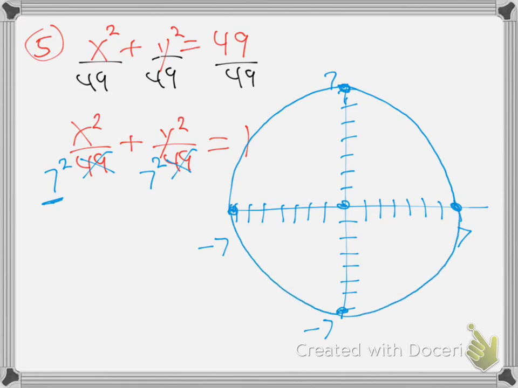Yeah, it's a perfect ellipse. It's a circle, because the right and left and up and down are the same. Guess where the focus points are?